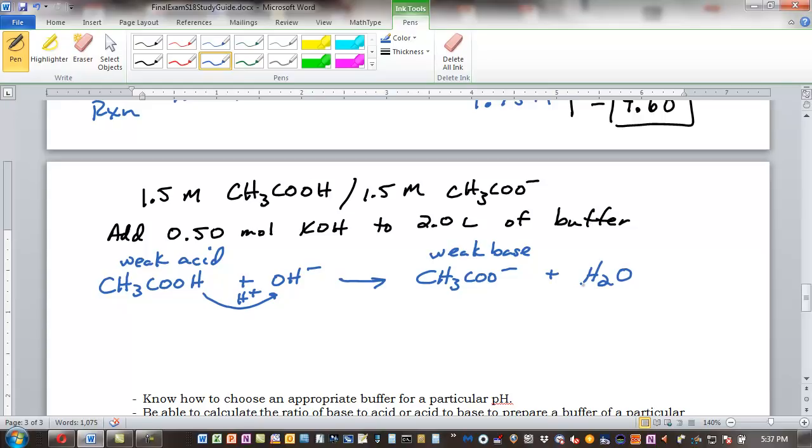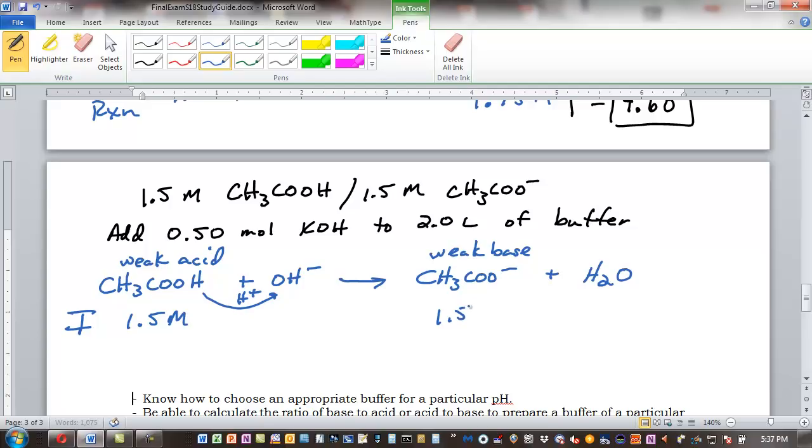So again, you see the two buffer components. One is going to react. We're going to produce the other component of the buffer. Now, we added strong base, so what should happen to our pH? It should go up. It should increase. That's because the weak acid is going to decrease, and we're going to make more base part of the buffer. Now, these are the same numbers, so this is going to look pretty similar.